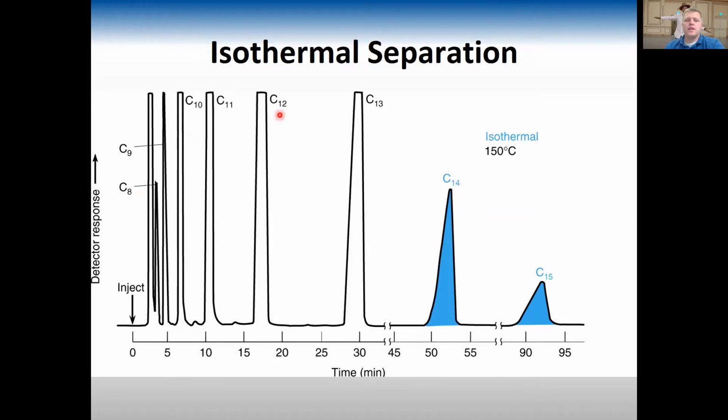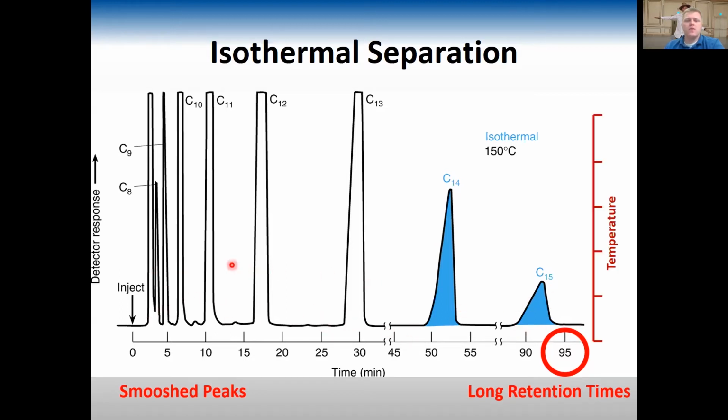So this is a sample of carbon species. These are just carbon and hydrogen species. And what was done here is the sample was injected and all of these species were allowed to elute through the column at the exact same temperature of 150 degrees Celsius. And so what you'll notice is here on the left, we have a bunch of smushed peaks. You can't really tell them apart very well. And then way over here, you have super long retention times and somewhat broad peaks here. And so how can we improve all of this?